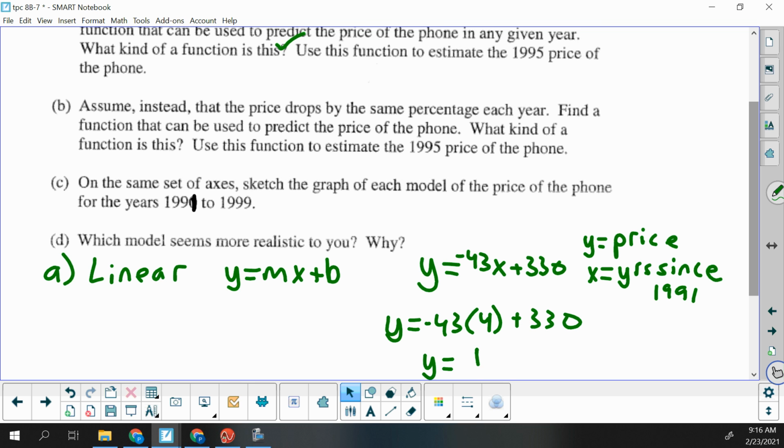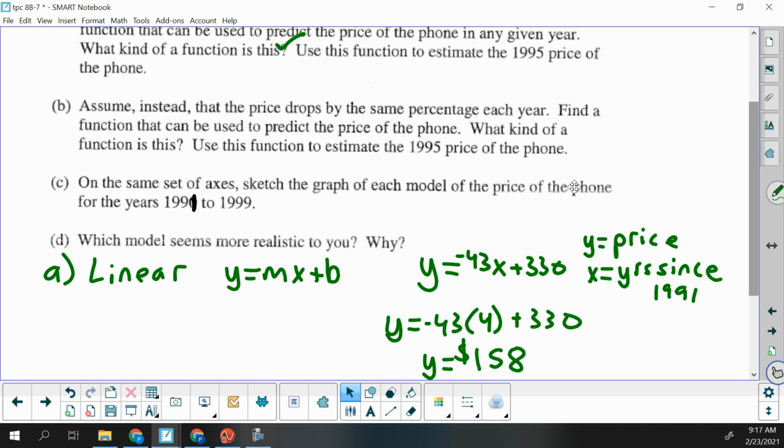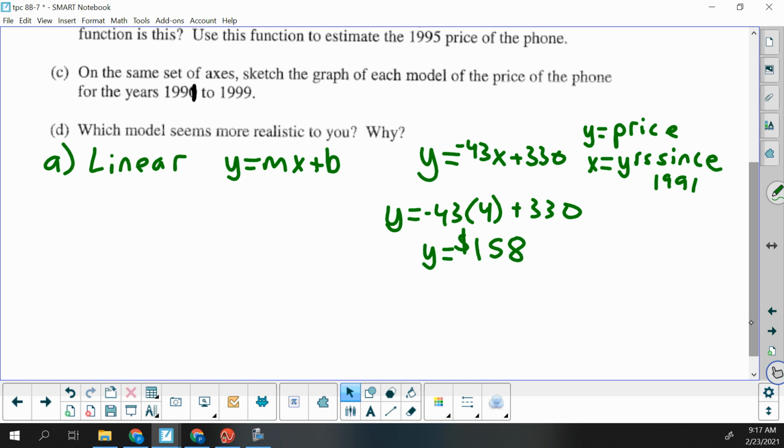So we should have gotten 158, and our units is just dollars there. So the dollar sign is your units for that one. So moving on to part B, assume now it drops by the same percentage each year. If you're changing by the same percentage, that is exponential. So we're going to have, first we'll just write this as exponential.